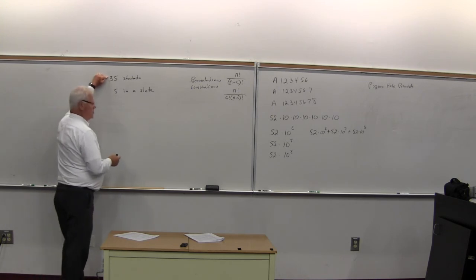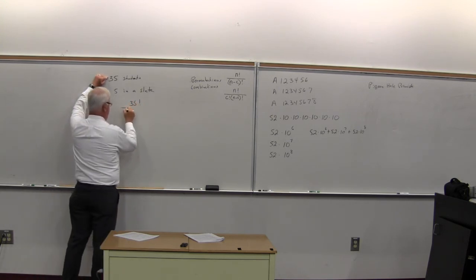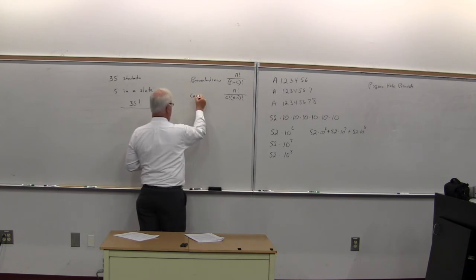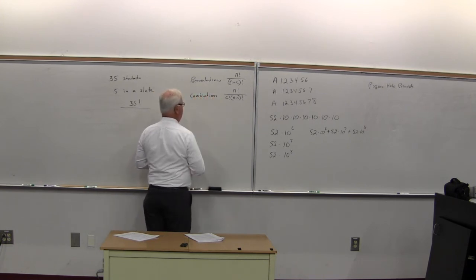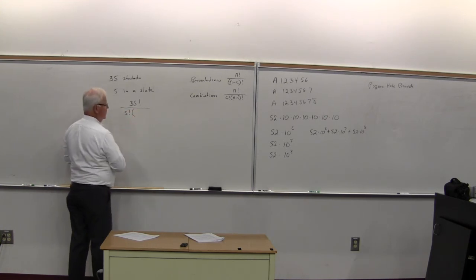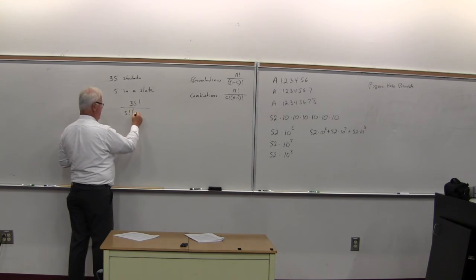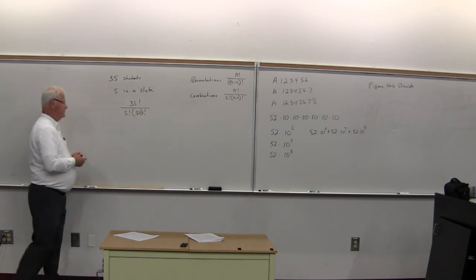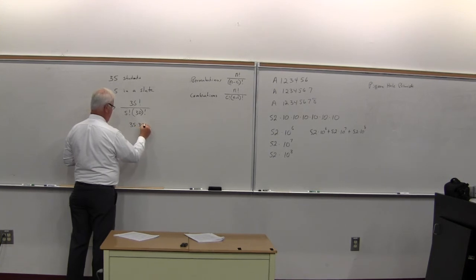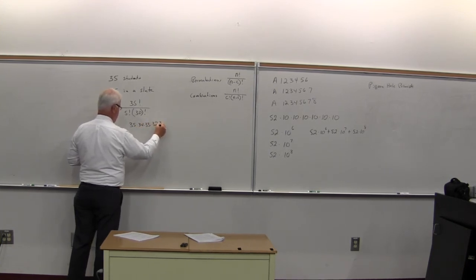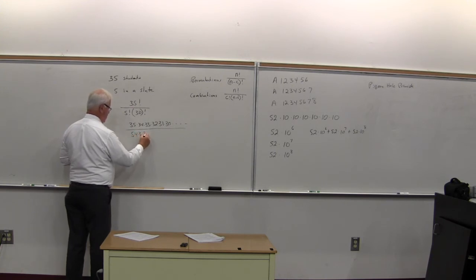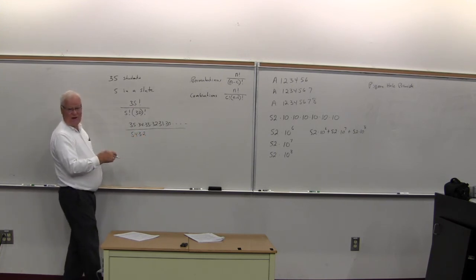Well, we start off with the total, which is 35. And if we're doing combinations, I should have written this down so it's a little clearer. We want to then take C, which is the number in each slate, so that's 5 factorial, times N minus C. Well, 35 minus 5 is 30. Or we could say this is 35 times 34 times 33 times 32 times 31 times 30 on down over 5 times 4 times 3 times 2. And I don't have to put the 1 in there because that doesn't change the value of it.